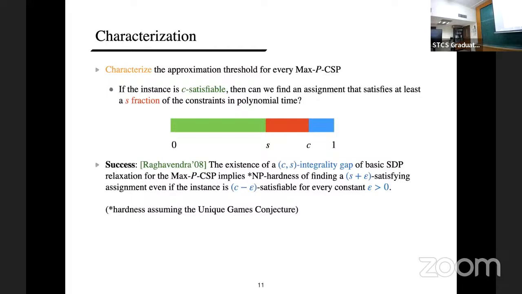And this is a famous result by Raghavendra, which says that we know precisely, for every P, up to which S you can approximate a max PCSP.